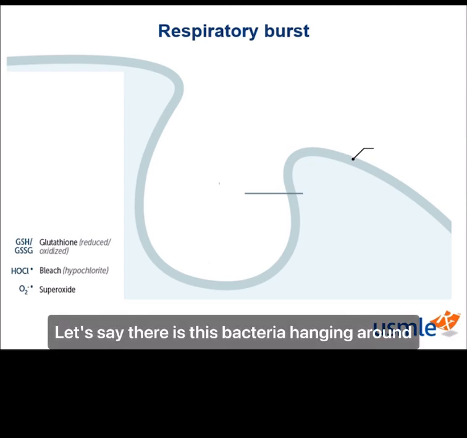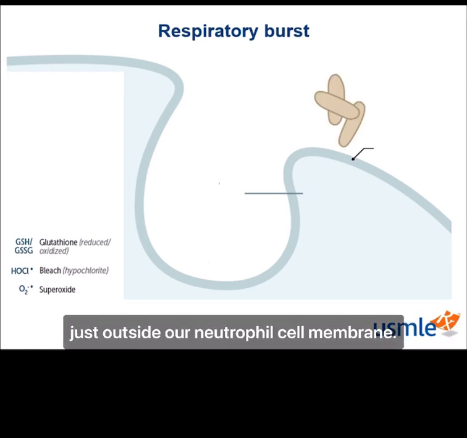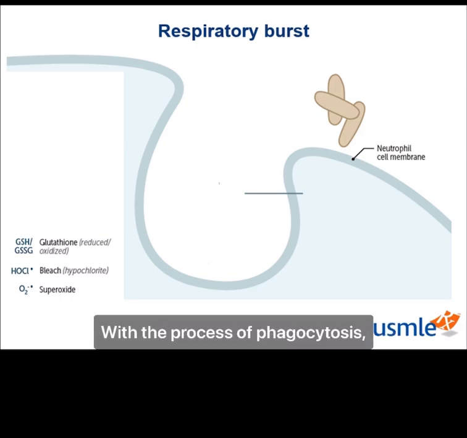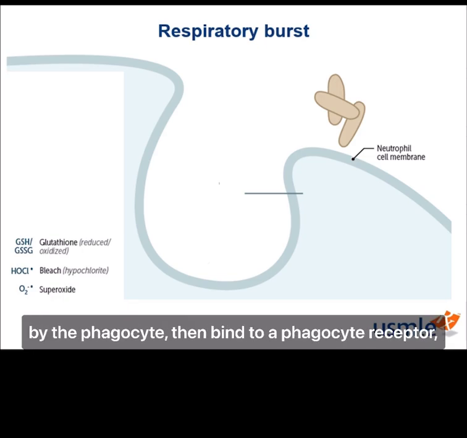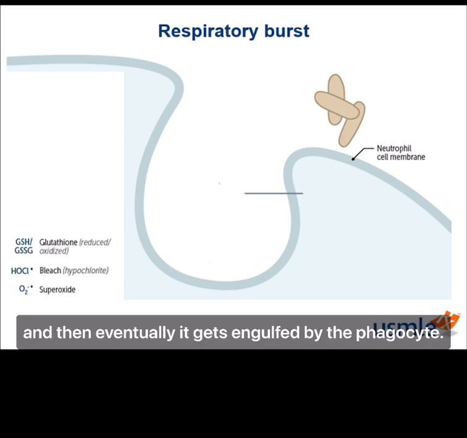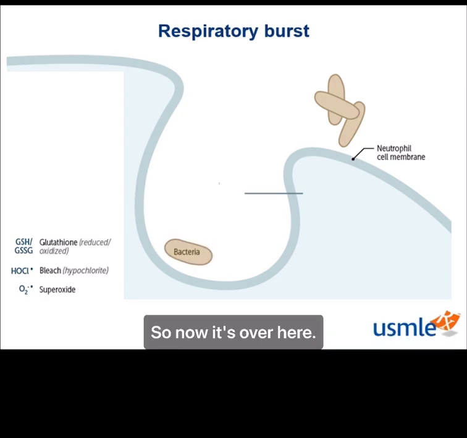Let's say there is this bacteria hanging around, just outside our neutrophil cell membrane. With the process of phagocytosis, remember that the microbe has to be recognized by the phagocyte, then bind to a phagocyte receptor, and then eventually it gets engulfed by the phagocyte, so now it's over here.